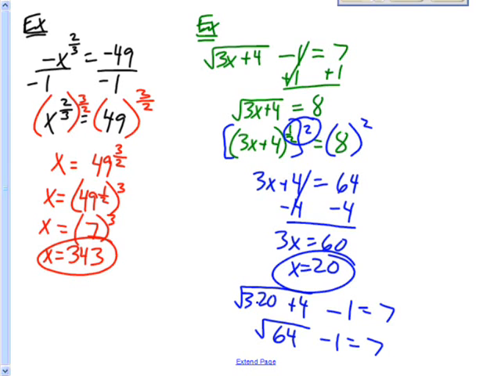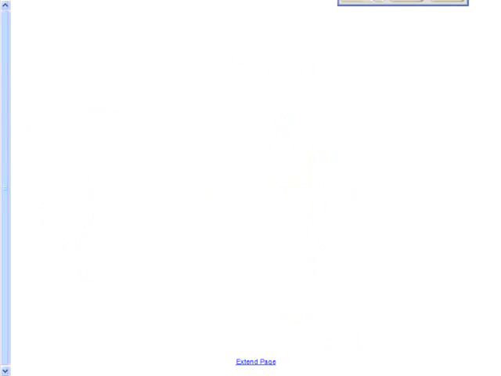Sure, square root of 64 is 8. 8 minus 1 is 7. So it does check out. Good to go. Let's try some more. Let's solve an equation now with 2 radicals.